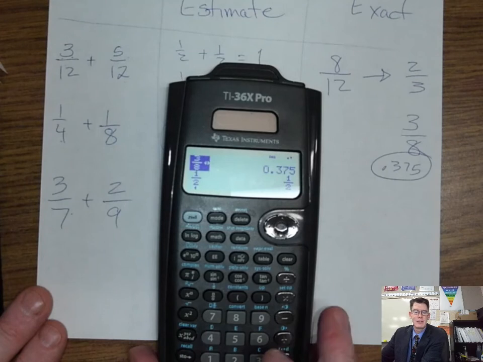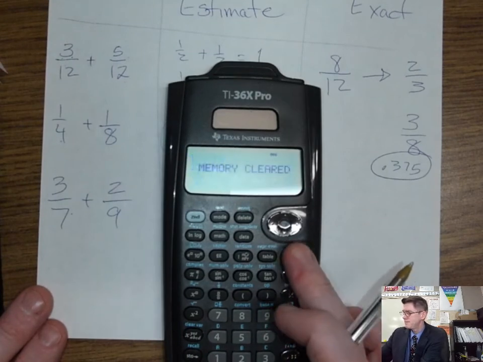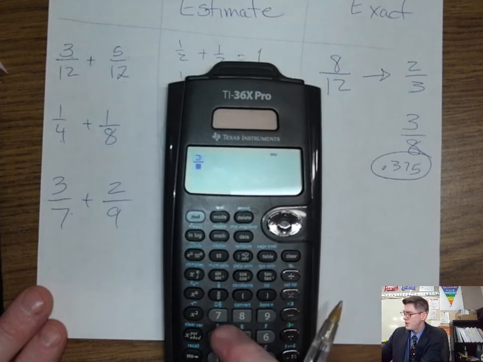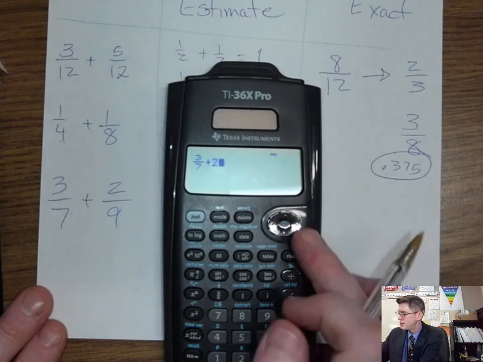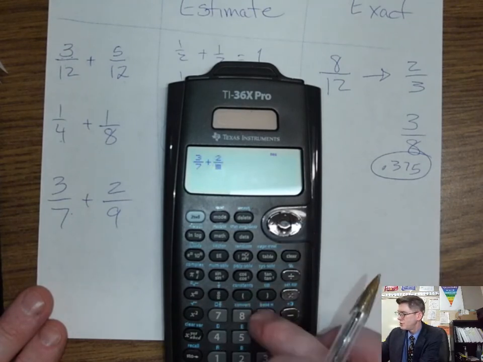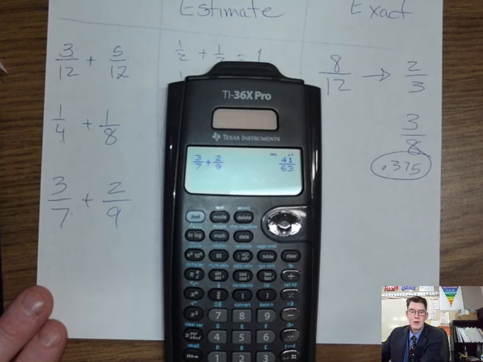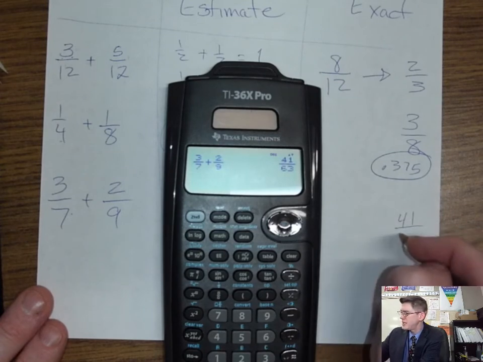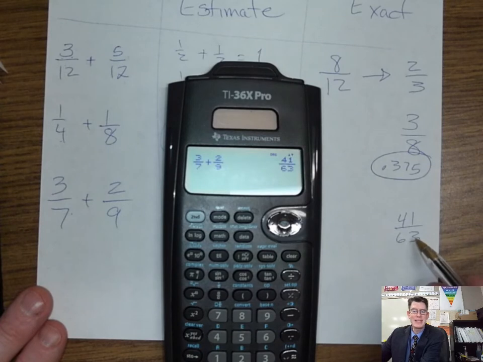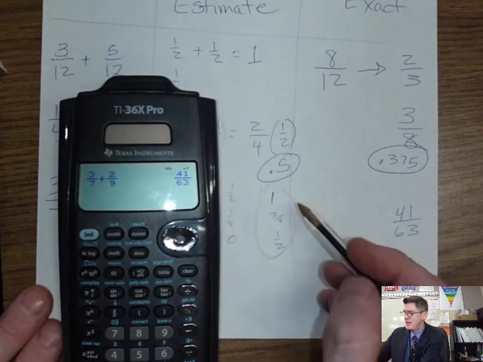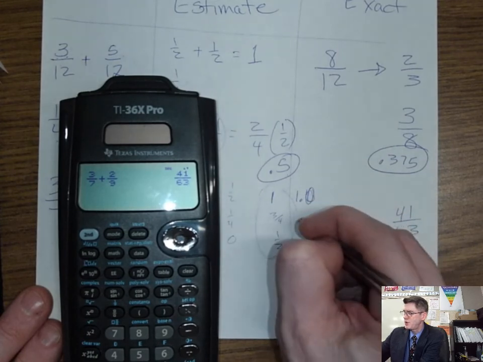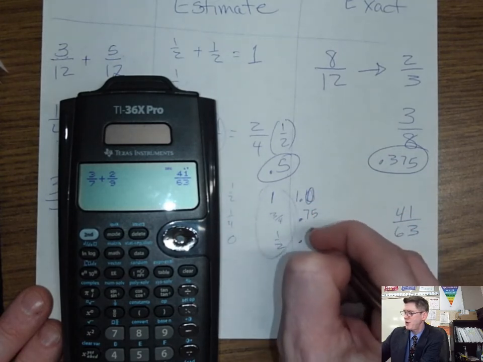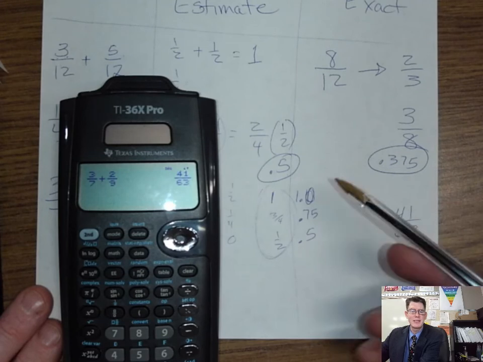Let's see what's the exact answer. 3/7 plus 2/9. 41/63. What even is that? How does that compare to these numbers? 1 is 1.0, 3/4 is 0.75, 1/2 is 0.5. How close are my estimates?